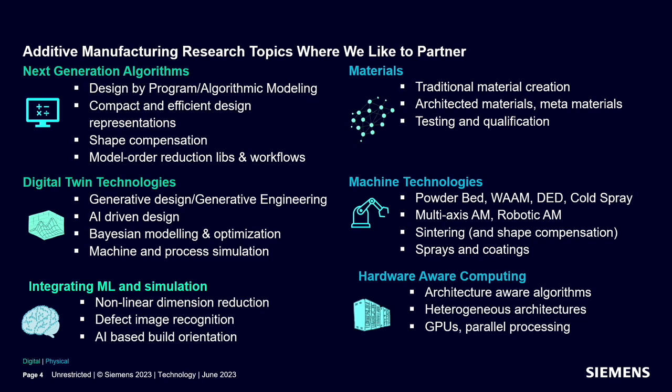We do a lot with materials. So Siemens owns a lot of additive manufacturing machines as well already. So we do a lot with developing our own materials, machine technologies. We use all of them. And we love software and hardware. So we have a lot of neural clusters. We do a lot with GPUs and other things there.